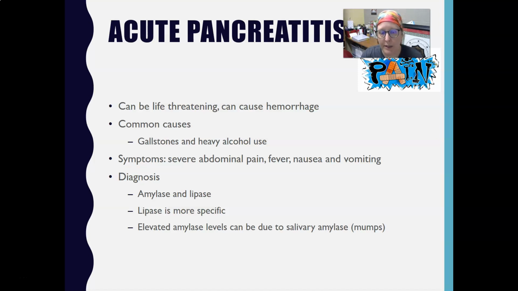To diagnose acute pancreatitis, you would need to do amylase and lipase. Lipase is more specific to the pancreas because it is produced by the pancreas, whereas amylase can be produced by the pancreas and by the salivary glands. That's why lipase is more specific for pancreatitis. If you had mumps, you could have elevated amylase, but it would be due to salivary amylase. Most of the assays are just detecting amylase and not differentiating between pancreatic or salivary. But if you have amylase and lipase that are both elevated, then you can pretty much bank on it being acute pancreatitis.